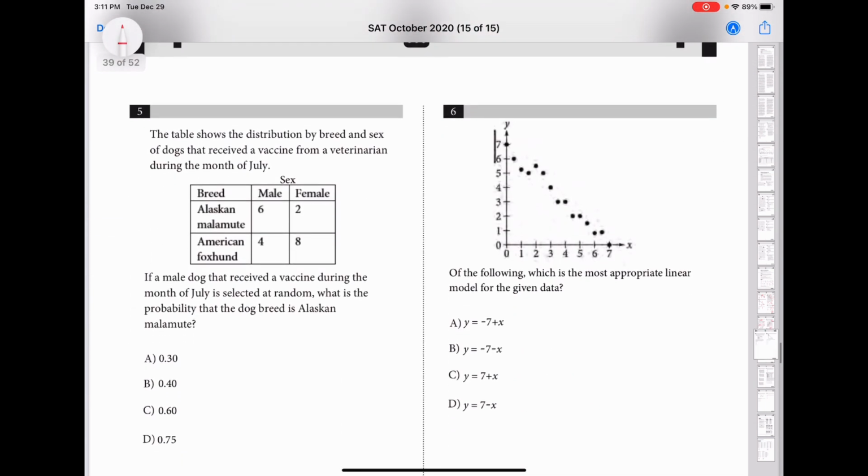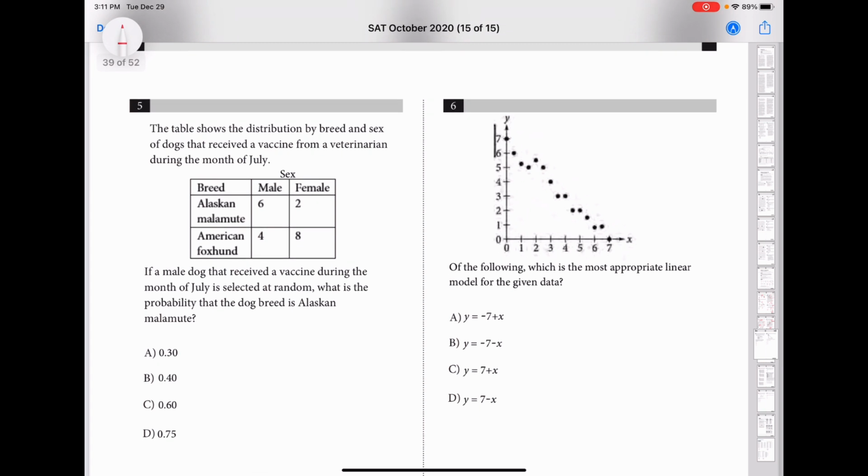For number 5, the table shows the distribution by breed and sex of dogs that received a vaccine from a veterinarian during the month of July. If a male dog who received a vaccine during the month of July is selected at random, so male dogs, there are 10 male dogs, what's the probability that the dog is an Alaskan Malamute? So that'll be 6 out of 10, which is 0.60. The answer should be C for number 5.